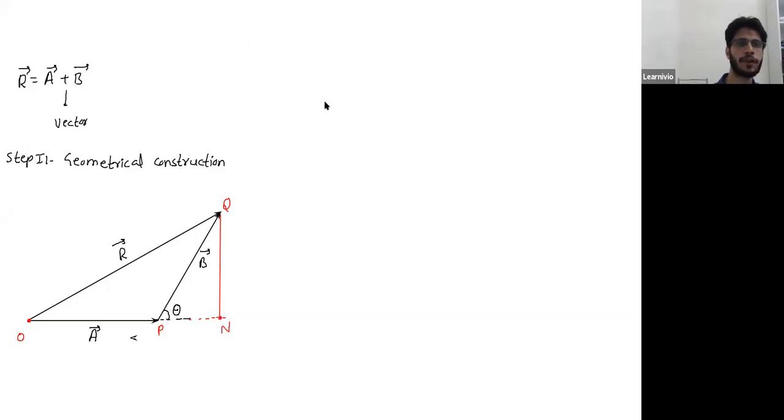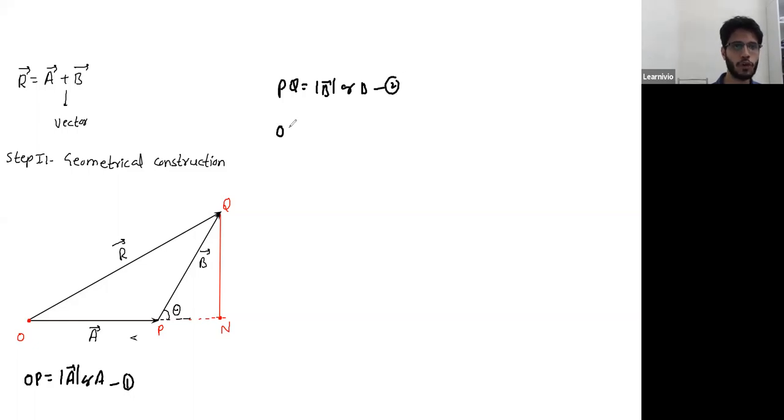Each side of triangle represents one vector. Like this side OP is equal to magnitude of vector A. You can write magnitude either in mod or simply as A. The side PQ represents the magnitude of vector B. You can write magnitude as mod of B or just B. This is my first equation. This is my second equation. OQ here is magnitude of vector R or just R. That's equation number 3.